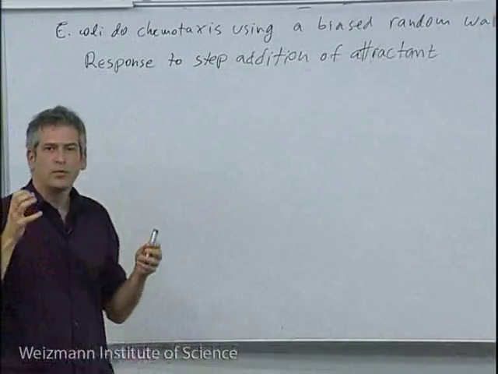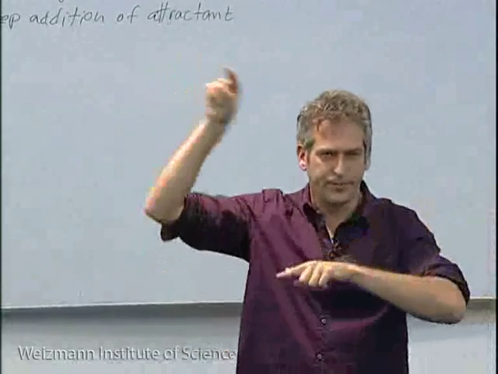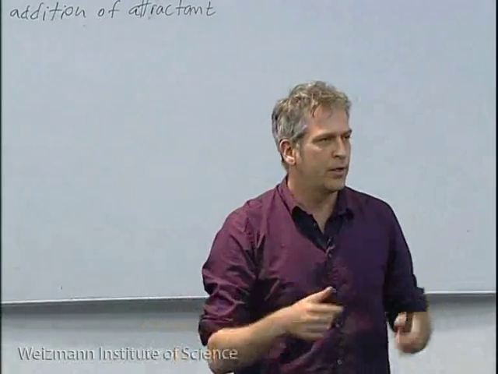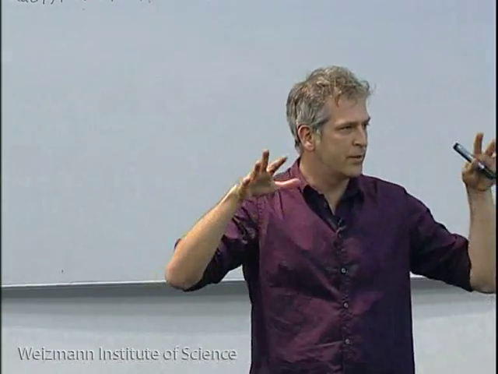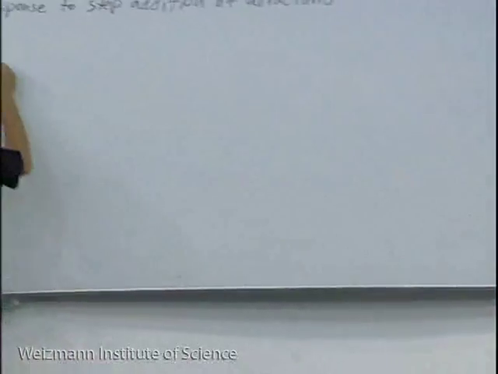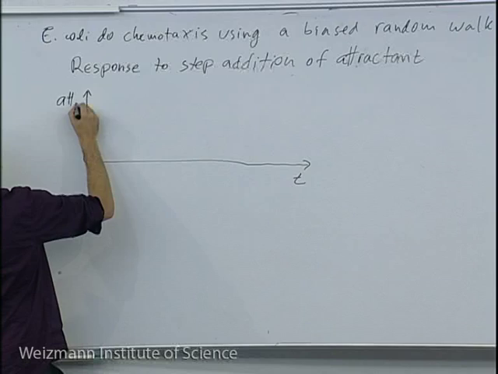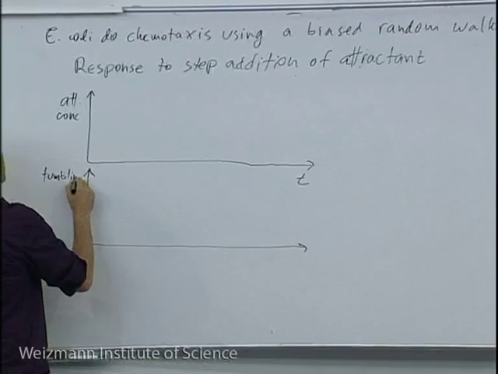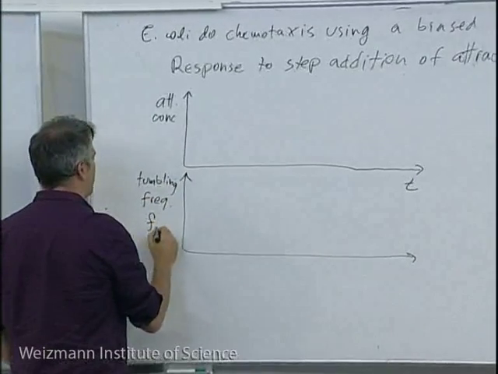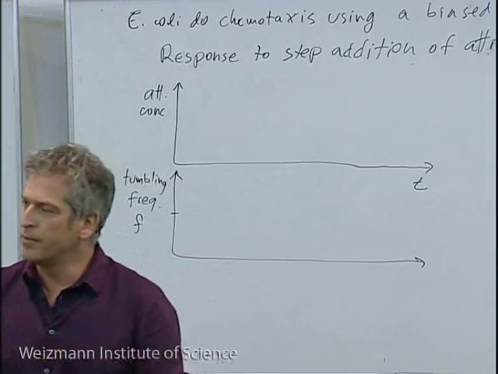So here's the experiment. You take the cells. There are no spatial gradients in this experiment. They're swimming in different directions, doing the random walk. And now you add attractant uniformly in space. Okay. So what I'm going to plot here is time, and this is the attractant concentration. And here I'm going to plot the tumbling frequency, F. I'm taking the entire population and seeing the frequency of making these random tumbles.